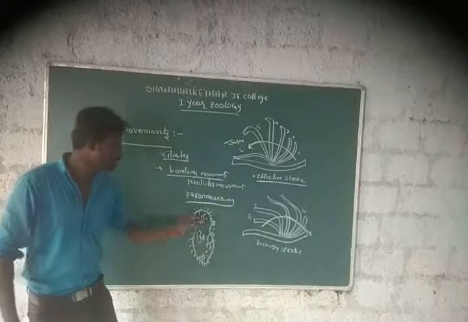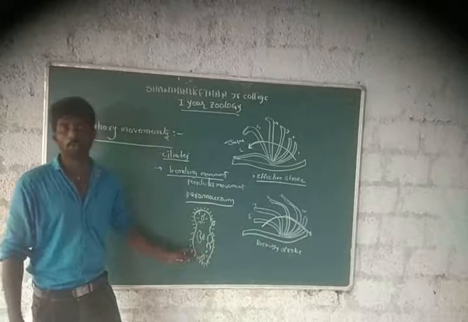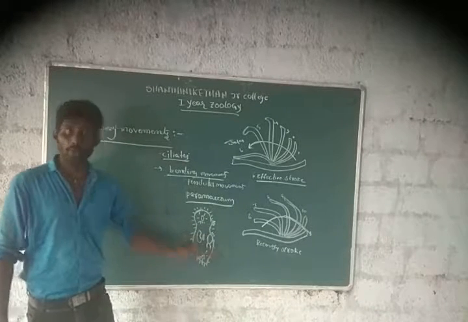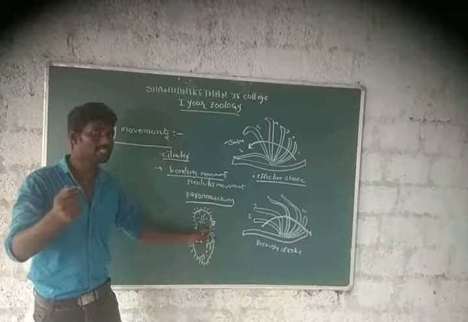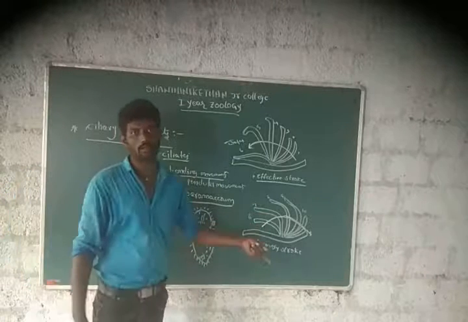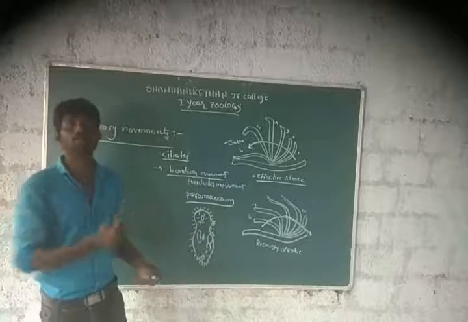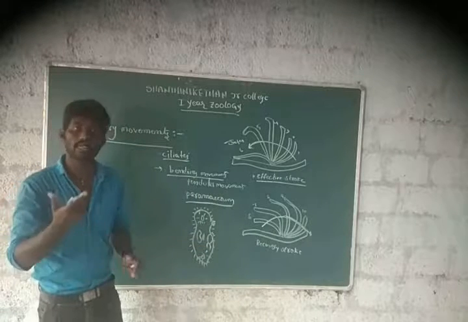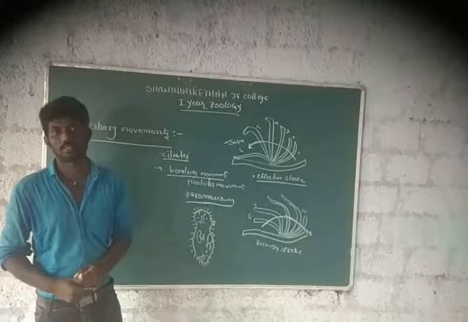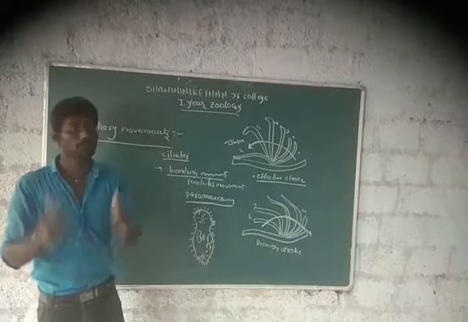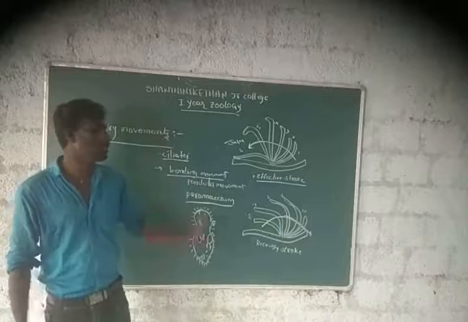So it is commonly known as the slipper animalcule. The surface of the body contains many cilia. The functions of the cilia are locomotion, capturing of food materials, and sometimes sensory functions. These are the common information about Paramecium. Now we observe the ciliary movements in Paramecium.